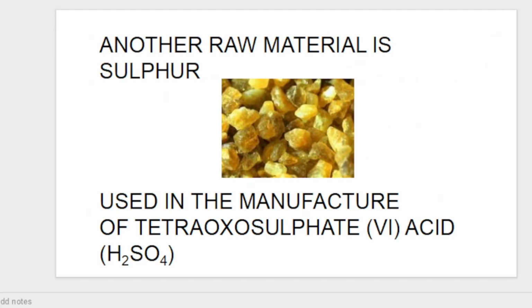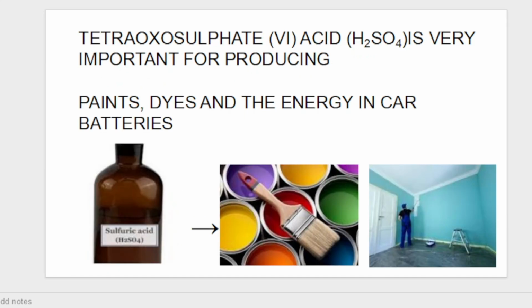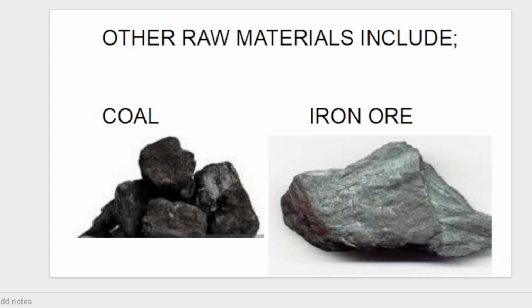Another raw material for chemical industries is sulfur. Sulfur is used in the manufacture of tetraoxosulfate 6 acid, H2SO4. Tetraoxosulfate 6 acid is a very important raw material in chemical industries for producing paints, dyes, and also for car batteries. Other raw materials include coal, iron ore, petroleum.